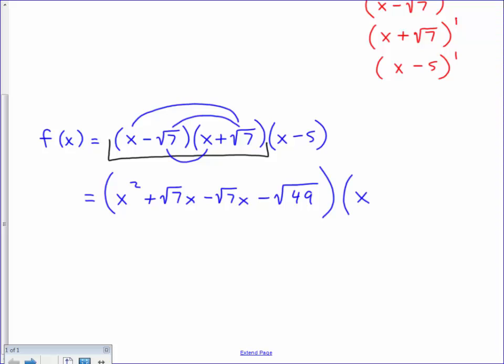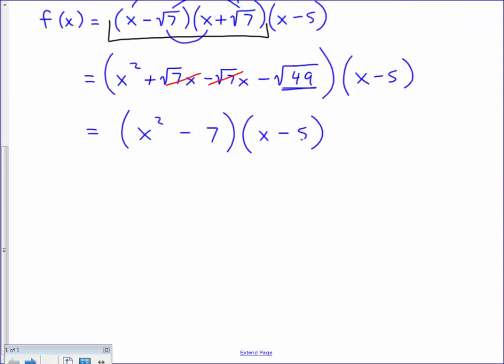Then you would still have the x minus 5 out to the side. Go ahead and simplify the inside parts. We see there's two terms here that would actually cancel. And then you have x squared minus, what is the square root of 49? It's just 7. And so my root goes away on that second piece. And then I have the x minus 5 still multiplied.